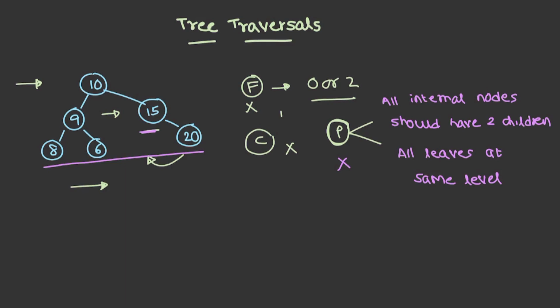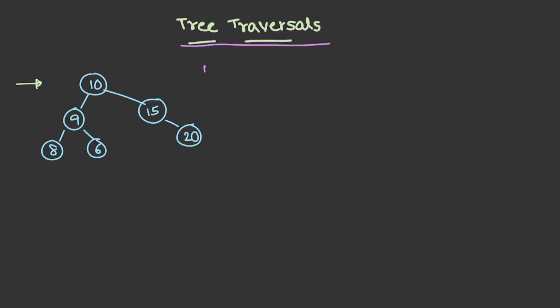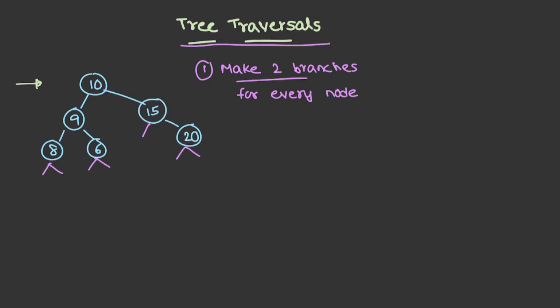Let's come back to tree traversals. The first and foremost step in tree traversal is to make 2 branches for every node. Why have I done this? Let's say A is a node having 2 branches. I need to perform traversal on A such that I go top down and left to right.